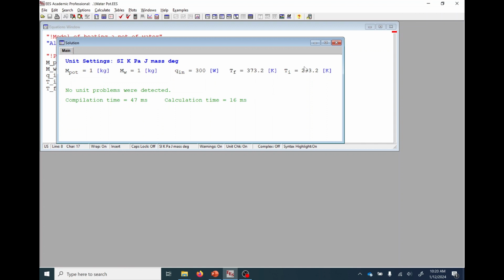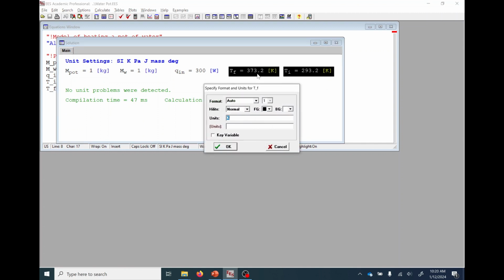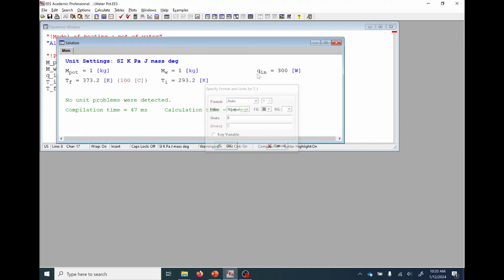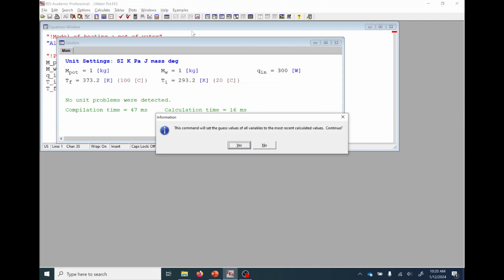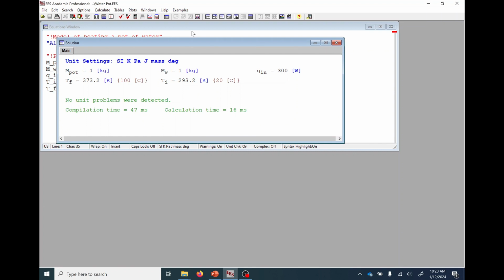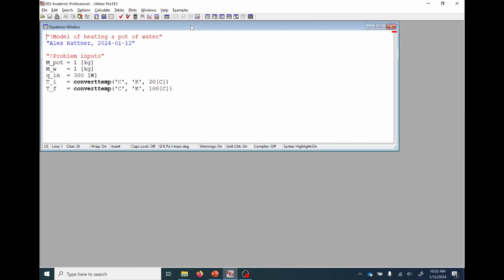One thing I'll just do here is also report my two temperatures in Celsius. That'll make it a little bit easier for me to reason about them, because it's sometimes hard to convert between Kelvin and Celsius in your head. Okay, so we've saved our program. We'll update our guess values for all the variables to the most recent ones, and then we'll go back to the program here. So now we need to get a few material properties, which is usually a good next step.